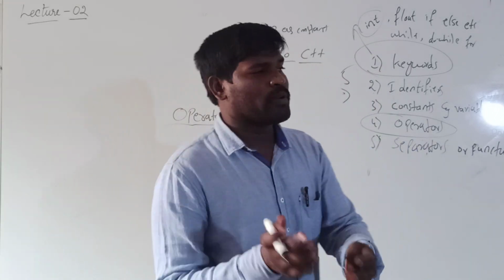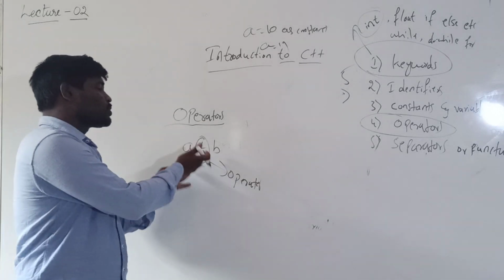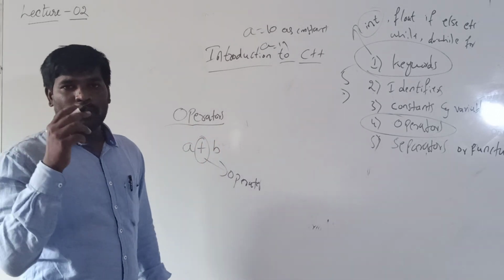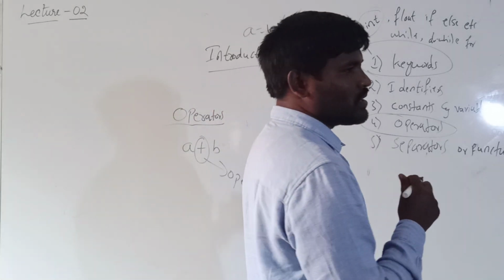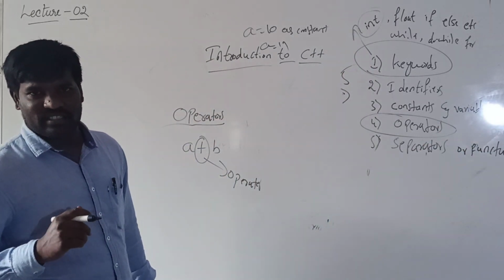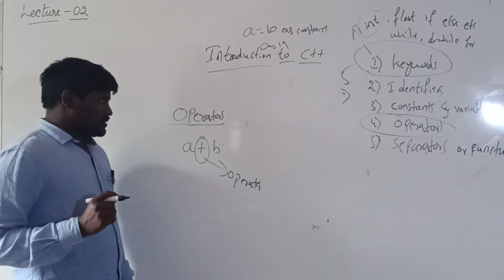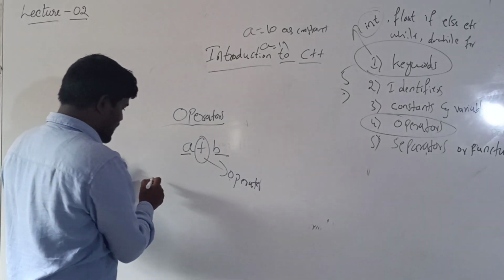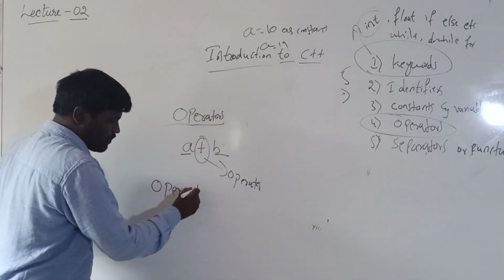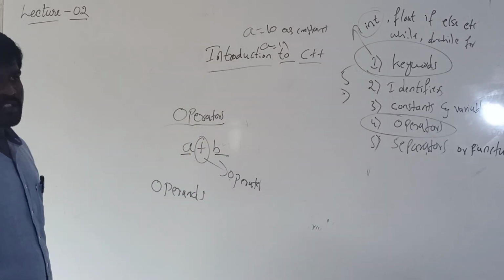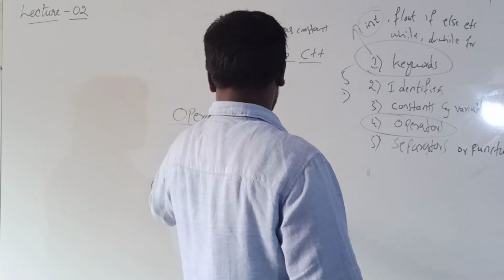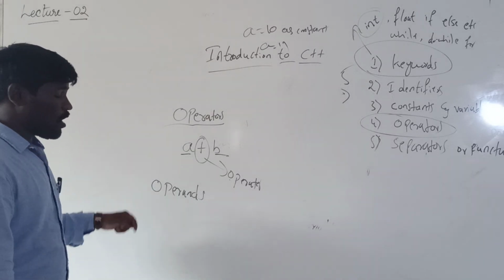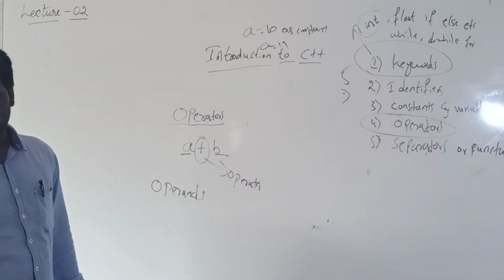Operators are the symbols. Here plus is one symbol, so what will it do? It will do the addition. Operators are the symbols which perform some task or some calculations. In a plus b, plus is the operator, and a and b are called operands. In the programming language, plus is the operator, and a and b are called operands.